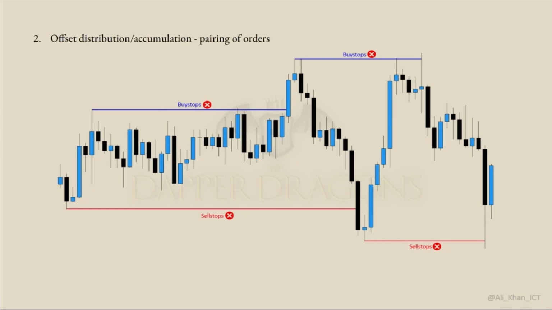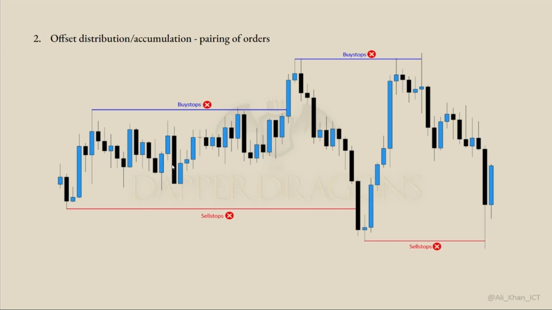And number 2, offset distribution and accumulation. So this is known as the pairing of orders. So as you can see over here, the algorithm has held this range, right? And in this range we have accumulated buy stops and sell stops above and below the market price. Now this is all buy side liquidity, sell side liquidity, and the market's been held into this range, and this is the manipulation part of the algorithm. This is what it will do.